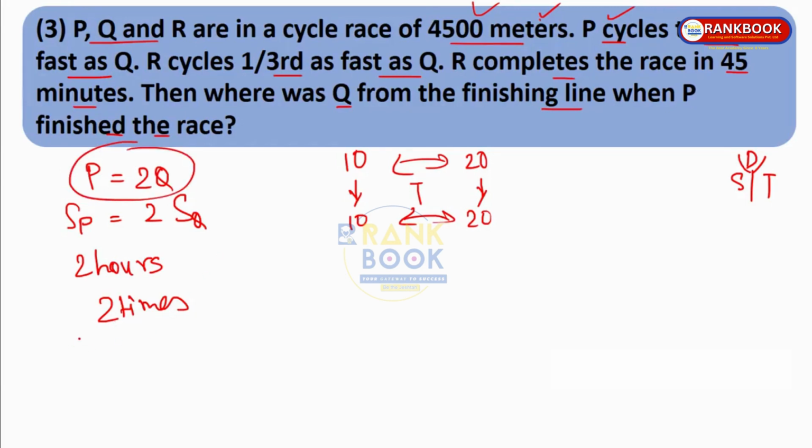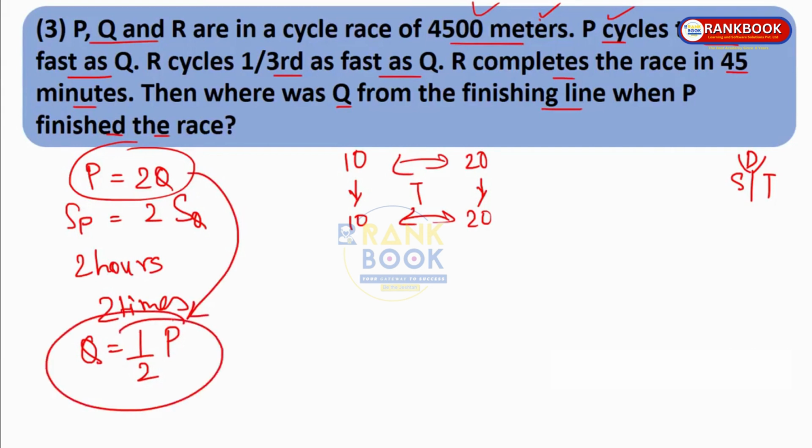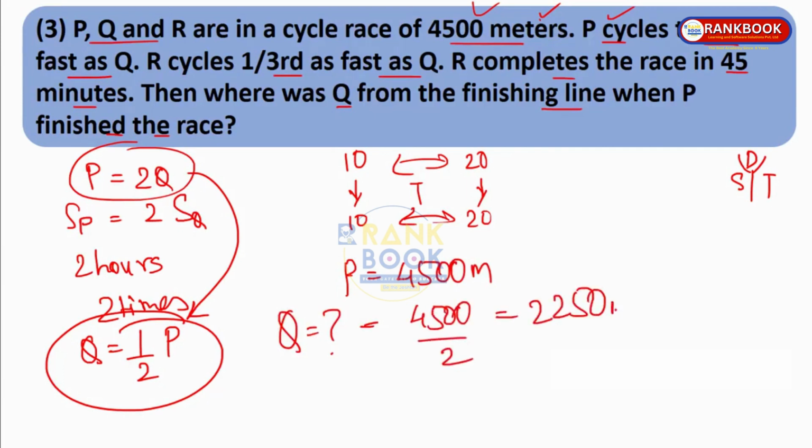That means Q will cover half the distance of P. P covers twice the distance of Q, that means Q covers half the distance of P. So if P covers 4,500 meters, how much will Q cover? It is simply 4,500 divided by 2, equal to 2250 meters.